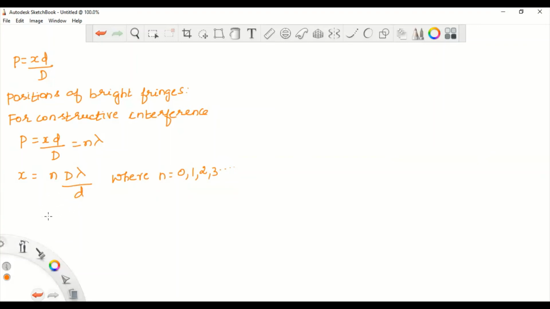Here I can write x n. This is for the nth fringe: n D lambda divided by d. This is for the nth bright fringe.